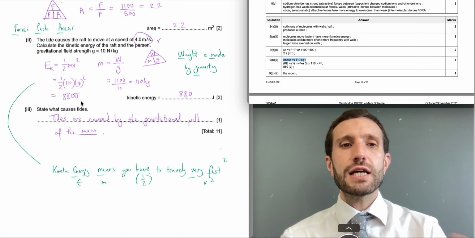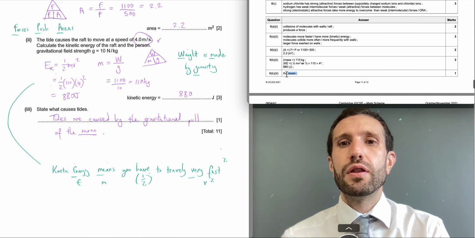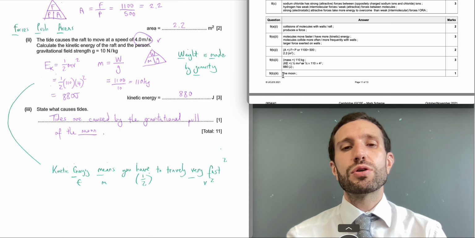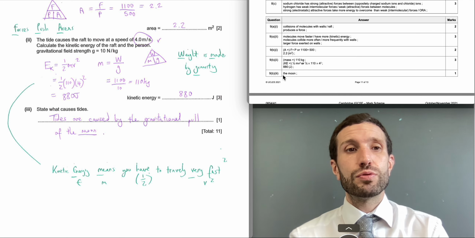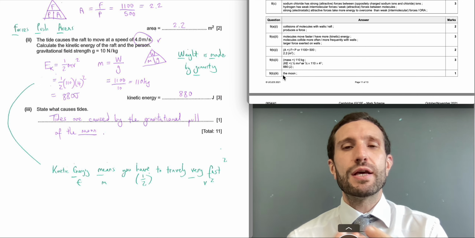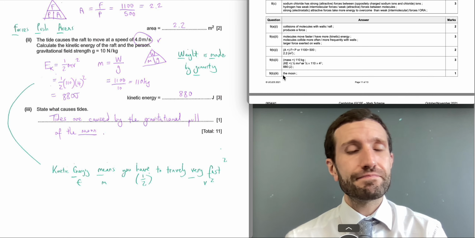Okay, last one, what causes tides? Now I don't like this answer to a question, the moon. That's a really base level answer. Really what's causing the tides is the gravitational pull of the moon and the gravitational pull of the earth, etc. It's not as simple as that. We don't just have tides because of the moon, okay? But this is what CIE went with this time.